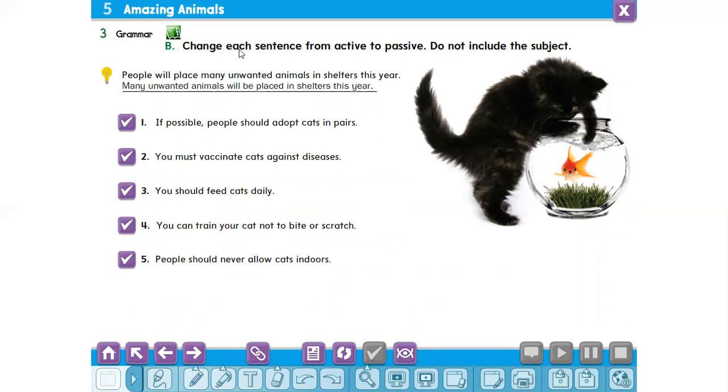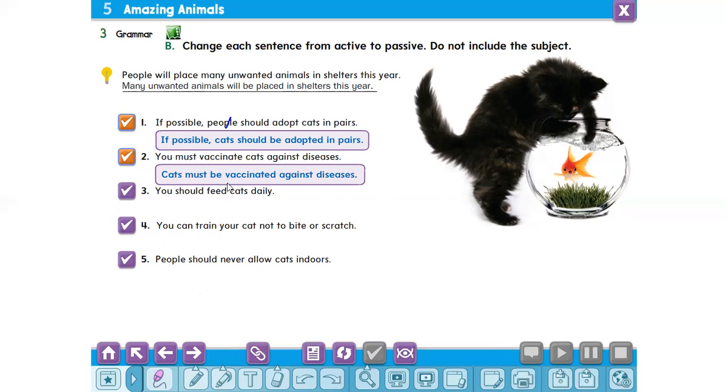Exercise B, change each sentence from active to passive. Don't include the subject. Number 1, if possible, people should adopt cats in pairs. At first, we will omit the subject. So, we will change the verb should adopt to the passive form, should be adopted. If possible, cats should be adopted in pairs. Number 2, you must vaccinate cats against diseases. Cats must be vaccinated against diseases. You should feed cats daily. Cats should be fed daily.